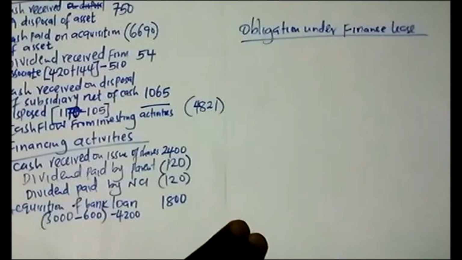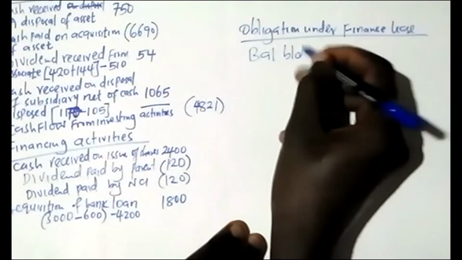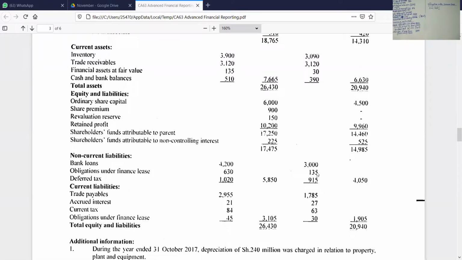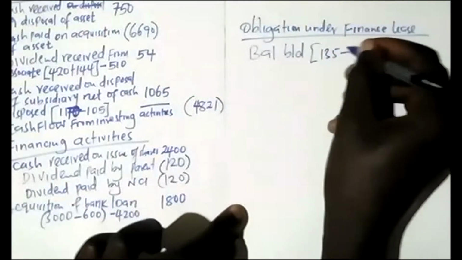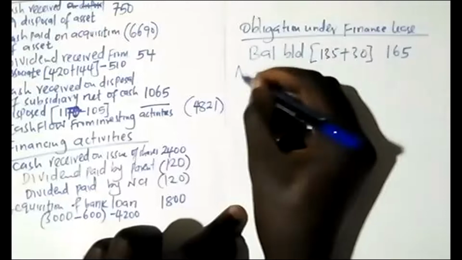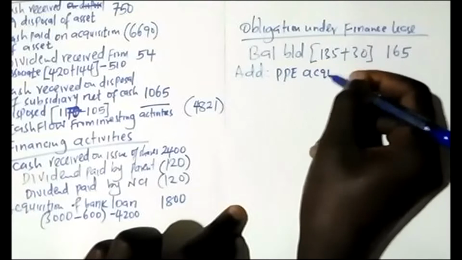I have to combine both for the current liabilities and the long term. So balance brought down under the non-current liabilities, I have 135. Then under the current, I have 30. So that is 165, 135 plus 30. After that, I have to add the one which is under note 4, PPE acquired by way of lease.